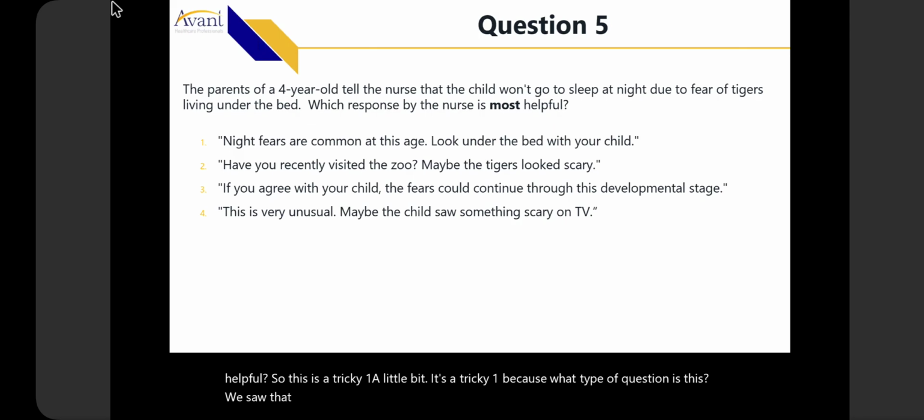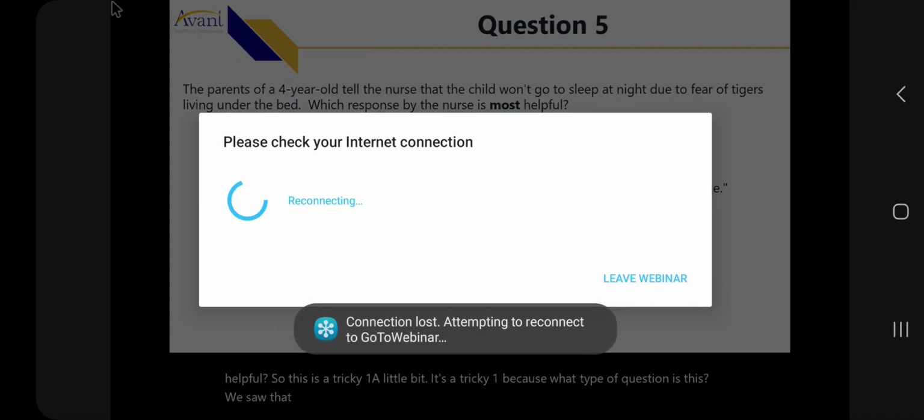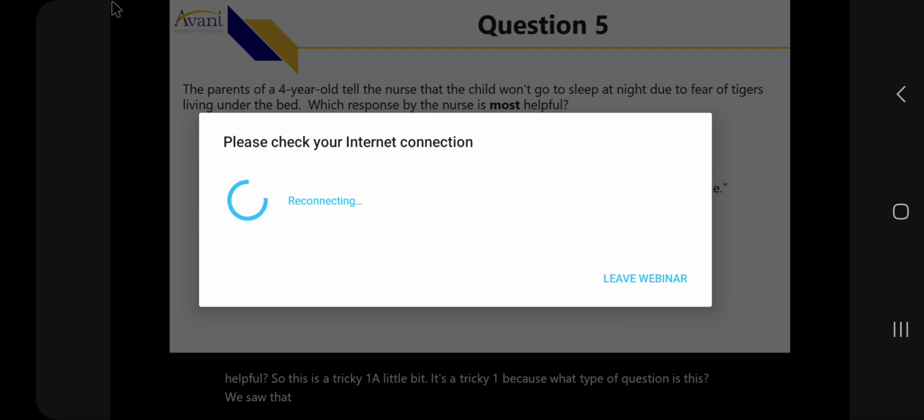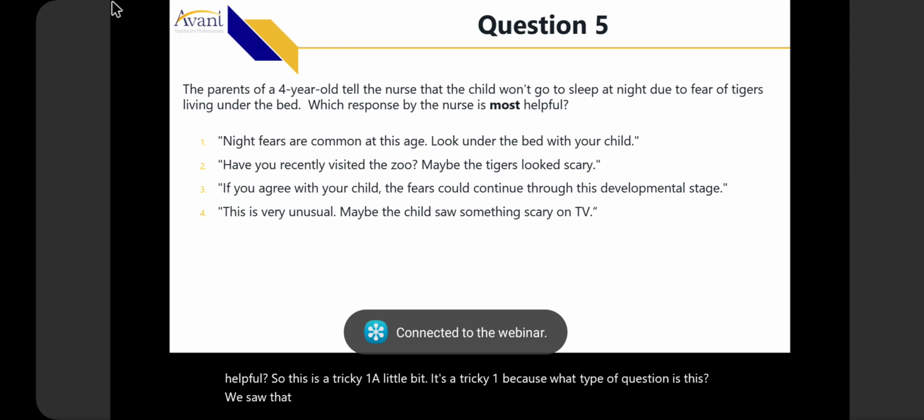All right. So if we see any of those things, don't worry, or why statements in here, then we can get rid of it. See yes or no answers in here, we can get rid of it. So any why questions? I don't see any. Okay, any don't worry questions? I don't see any. Any yes or no questions? Yes, we do. We have one yes or no question. Which one is it? It's number 2. Have you revisited the zoo? Maybe the tigers look scary. That's a yes or no question. So we know that NCLEX doesn't like yes or no questions. So we're going to get rid of number 2.